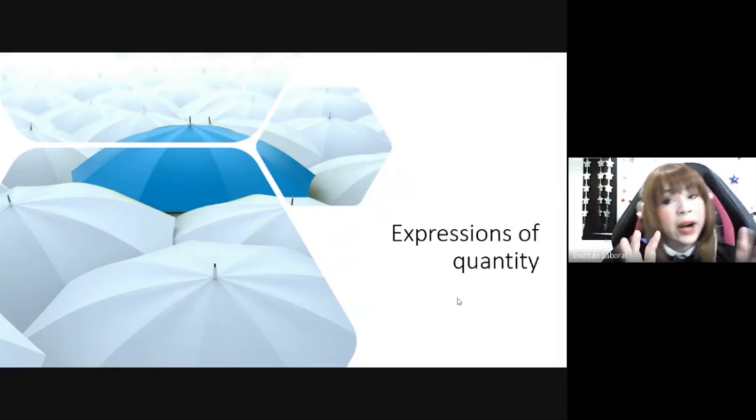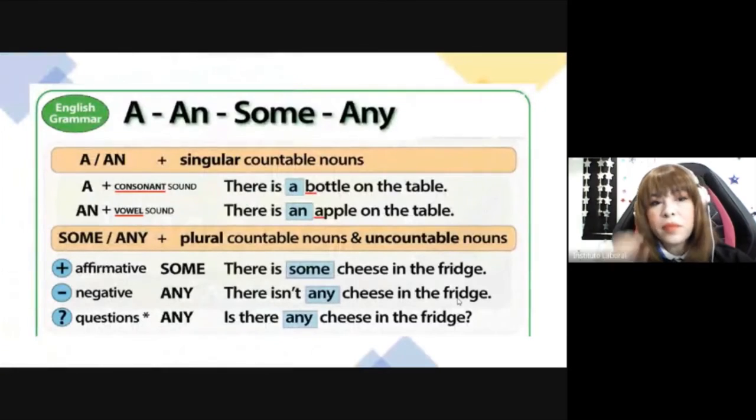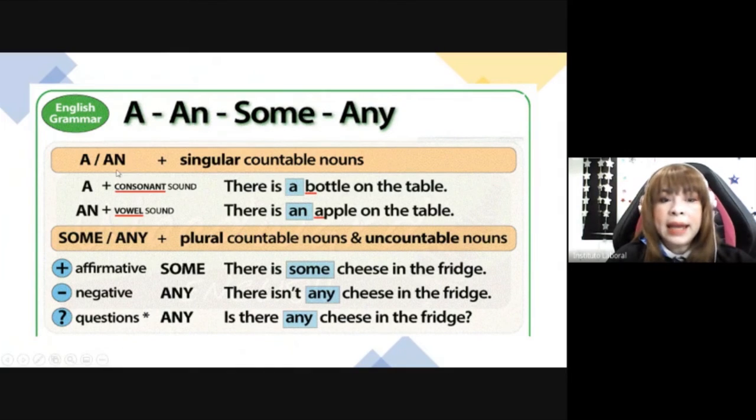Okay, there are some expressions of quantity. They are important to know when you talk about countable or uncountable things. And these are the articles a and an, and the words some and any. A and an are used for singular countable nouns. Remember, countables are the ones that I can count.